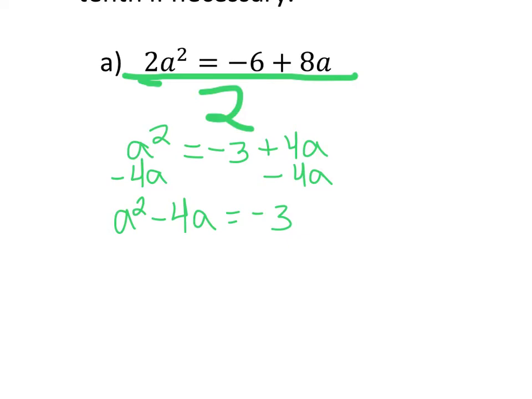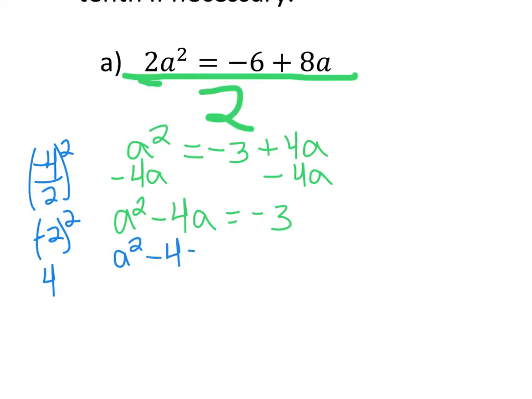Same as the front, take your b term, divide by 2, and square it. Negative 4 divided by 2 is negative 2. Square that, we get positive 4. A squared minus 4a plus 4 equals negative 3 plus 4. Negative 3 plus 4 is 1.